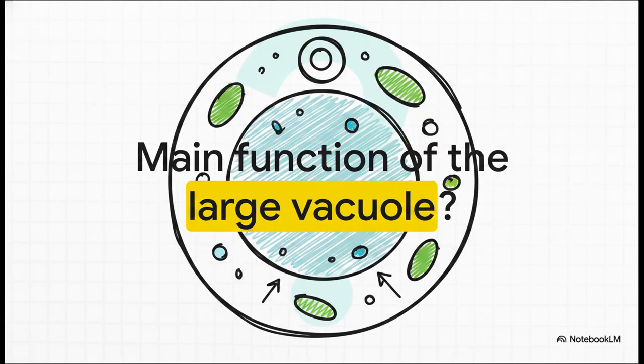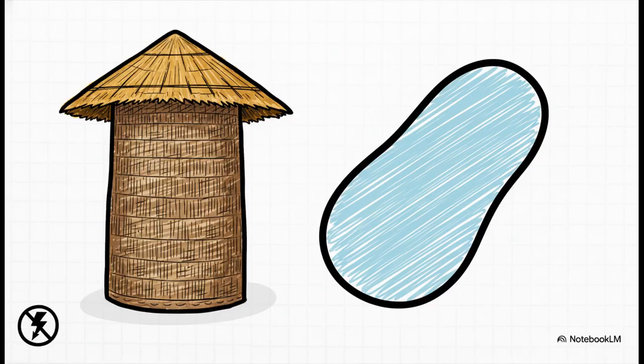Question 6. What's the main function of the large vacuole inside a plant cell? Think about it. Storage. It's exactly like a grain granary. Energy is a classic ESLC trap meant for mitochondria.